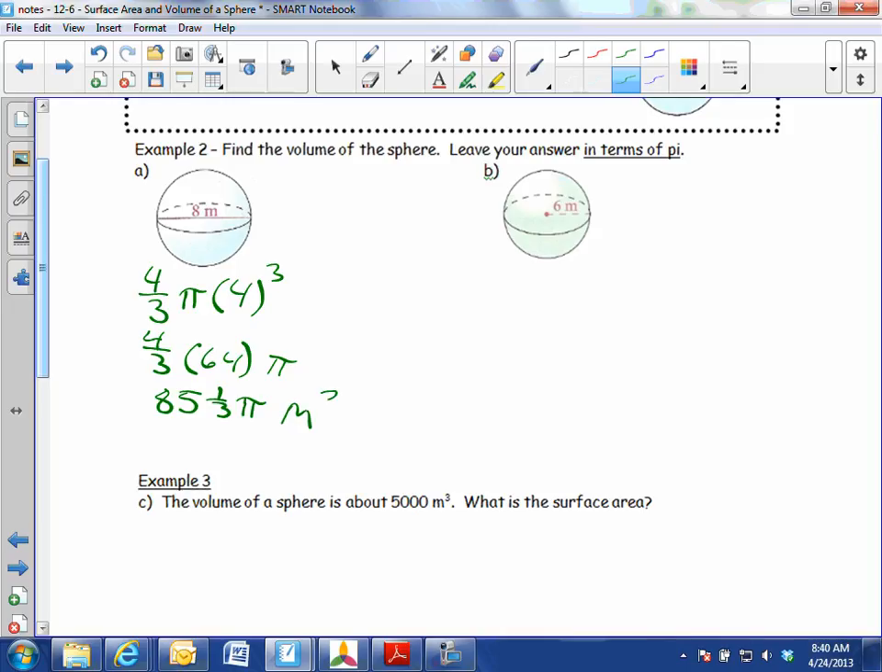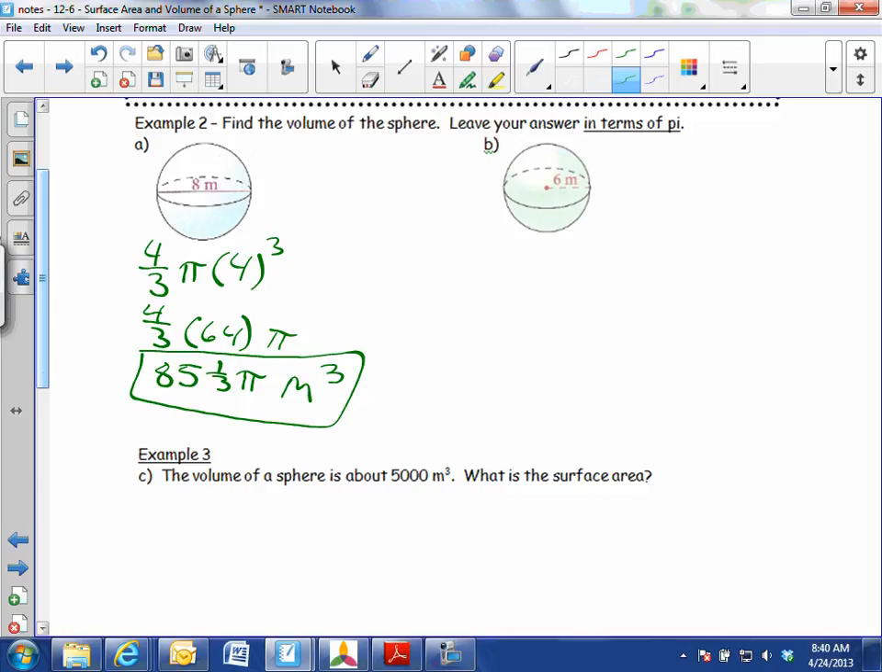And there should be meters. Is it cubed or is it squared? Cubed, because we're talking volume. Can we leave it in that form, 256/3? You could leave it as an improper fraction, but usually we put it as a mixed number. To get it, you take 85 times 3 plus 1, and that gives you 256.